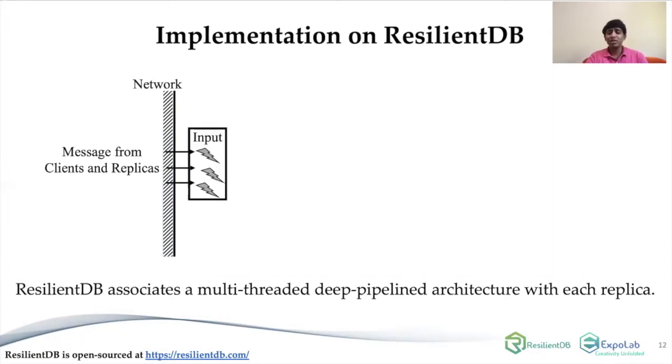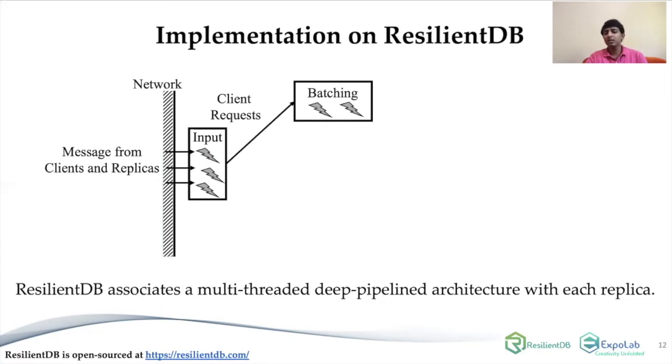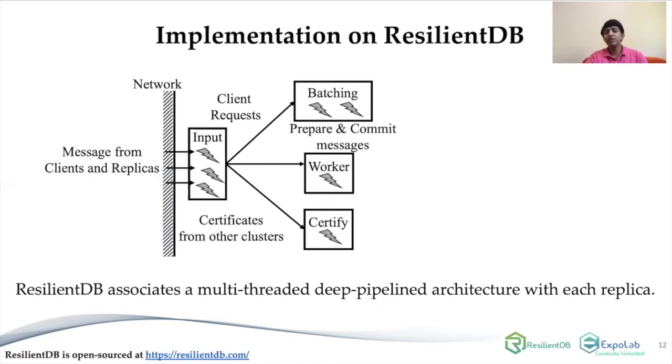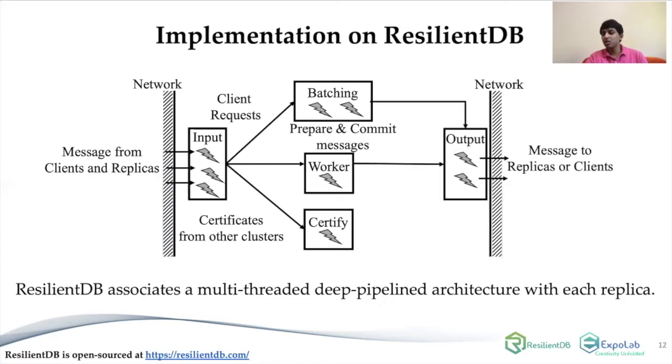As ResilientDB provides a multi-threaded deep pipeline architecture, any incoming message is handled by input threads. These input threads forward those messages to other threads depending on their type. If there's a client request, it is sent to batching threads for batching. Other messages like prepare and commit are sent to the worker thread. If they are certificates, they are sent to certify threads. Some of these messages need to be sent forward to the output threads for sending to other replicas. And if there's a need for execution, we also have an execute thread. So as you can see, there's a lot of parallelism happening here.